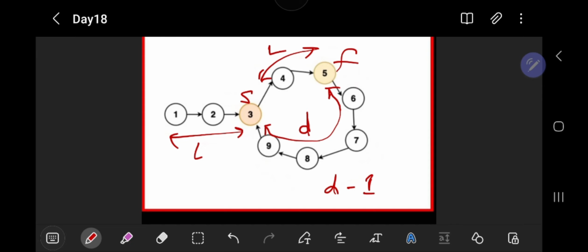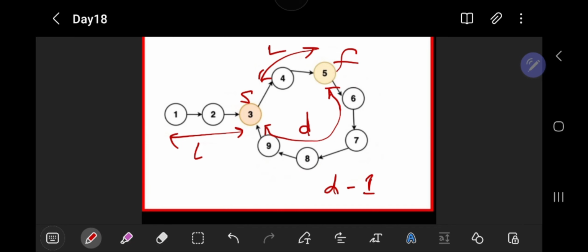So where will our fast and slow meet? They will meet here. So what does this mean? Over here our distance D equals 0. Am I right? The distance between fast and slow equals 0. You should be clear till here.